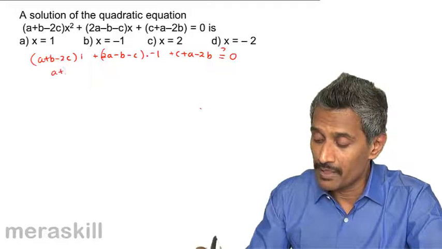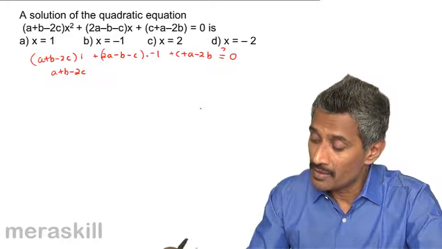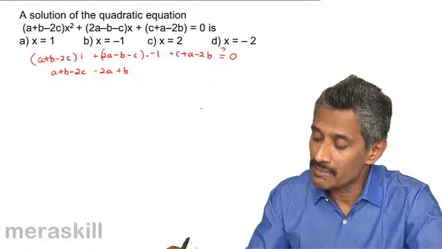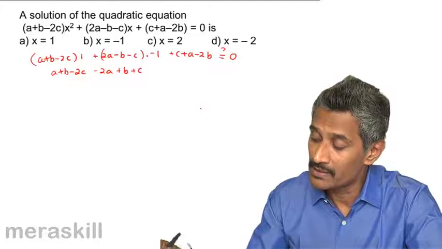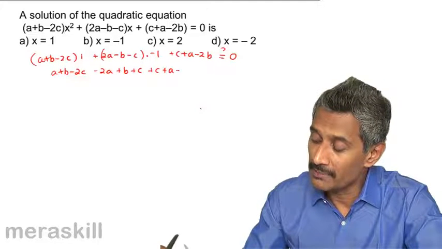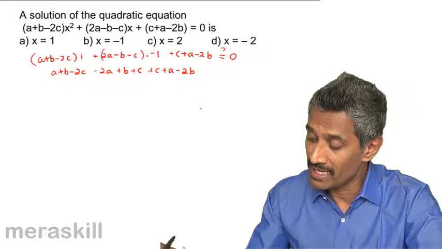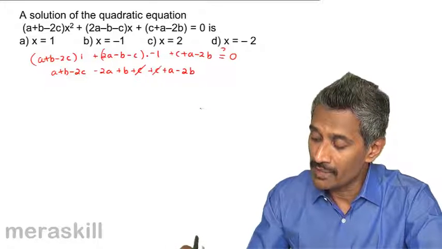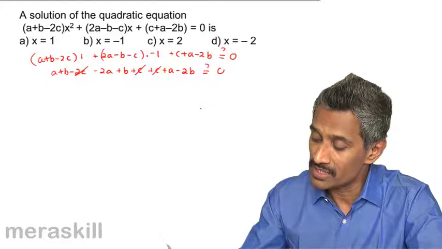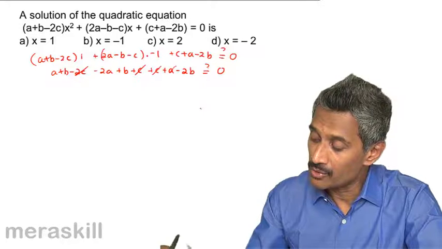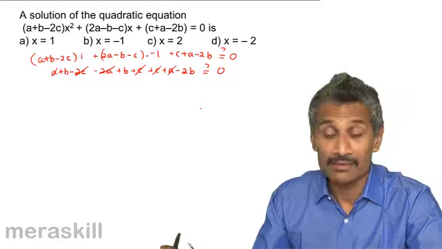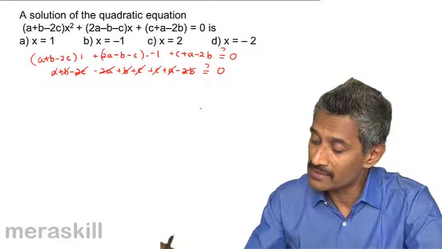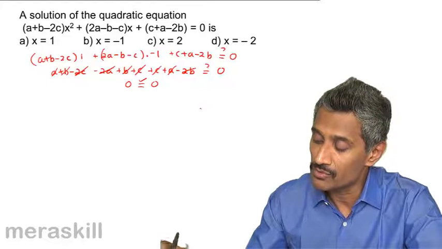This would become a plus b minus 2c, minus 2a plus b plus c, plus c plus a minus 2b. So what do we have here? We have minus 2c, c plus c is 2c, and minus 2c get cancelled. A plus a is 2a and minus 2a get cancelled. B plus b is 2b and minus 2b get cancelled. And yes, left hand side is 0, right hand side is also 0.